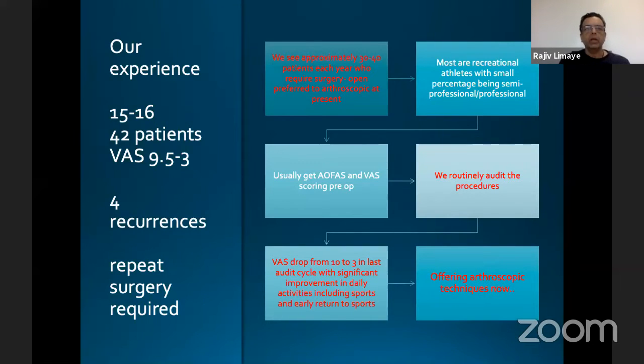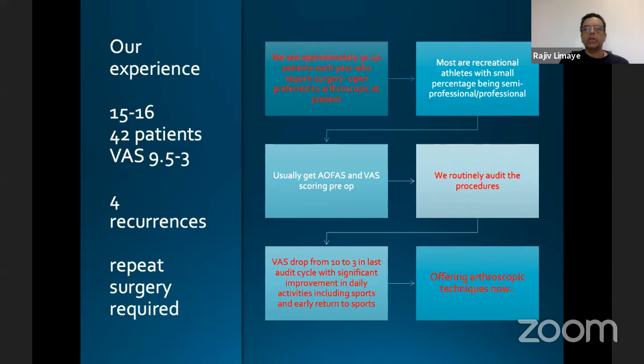Our experience in my unit, in 2015 and 2016, we have treated 42 patients, and we saw reduction of the visual analog score from 9.5 to 3, leading to a significant benefit for these patients. We did have 4 recurrences, where repeat surgery was necessary. However, we do see approximately 30 to 40 patients each year.